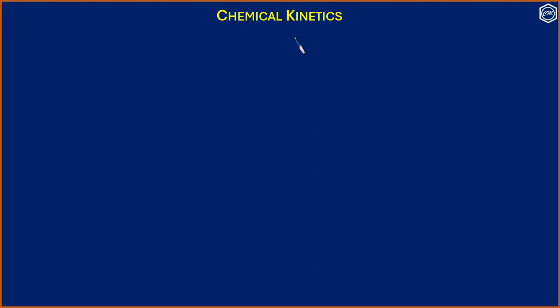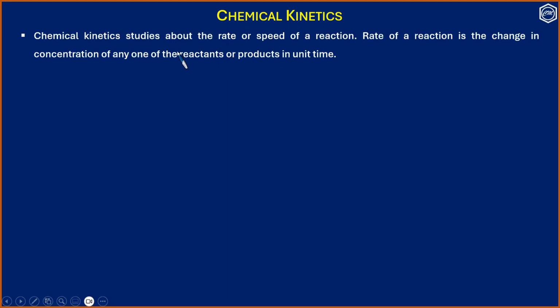Under kinetics we study the effect of variation of concentration of iodide ions on the rate of reaction of iodide ions with hydrogen peroxide at room temperature. Before going to the details of the experiment, we will discuss some of the main points of chemical kinetics, and you have studied all these under the chemical kinetics chapter.